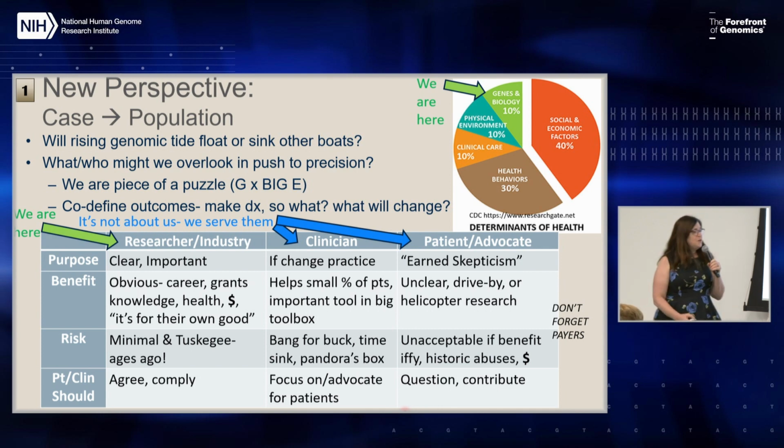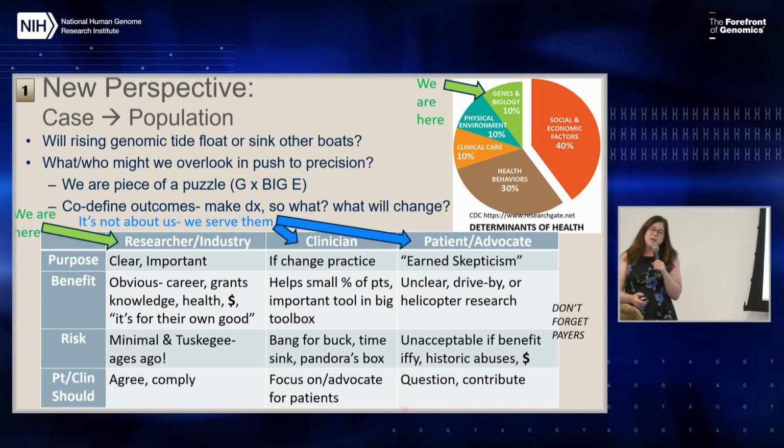If you look at the chart here, you've probably seen this CDC pie before, which shows where genes and biology are an important part, and this is where we are. There are a lot of other factors that determine people's lifespan and quality of life. So who might we overlook in our push to precision, and what might we overlook? When I first started joining my genomics colleagues, when people talked about G by E, it was like genetics with hypertension. But let's talk about the big E's, like poverty, racism, stress, pollution.